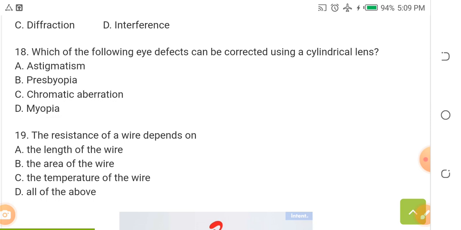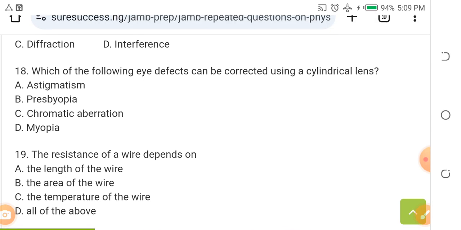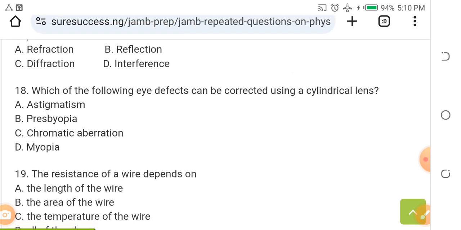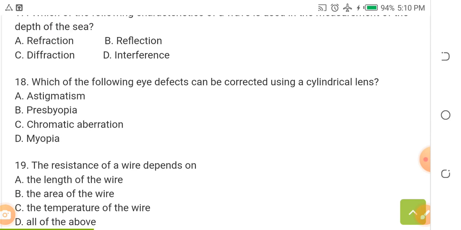Which of the following eye defects can be corrected using a cylindrical lens? A. Astigmatism. B. Presbyopia. C. Chromatic aberration. D. Myopia. The answer is A. Astigmatism can be corrected with a cylindrical lens.